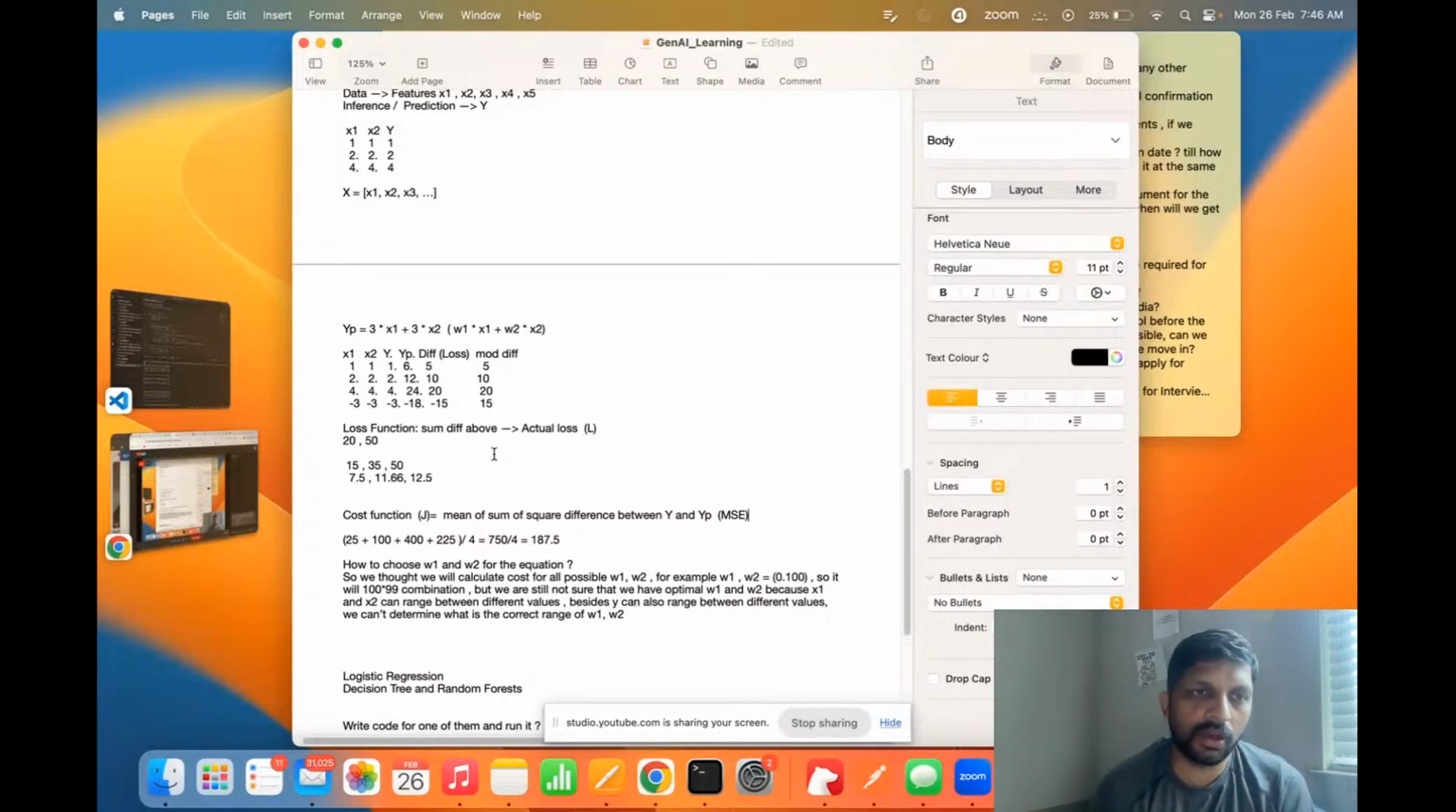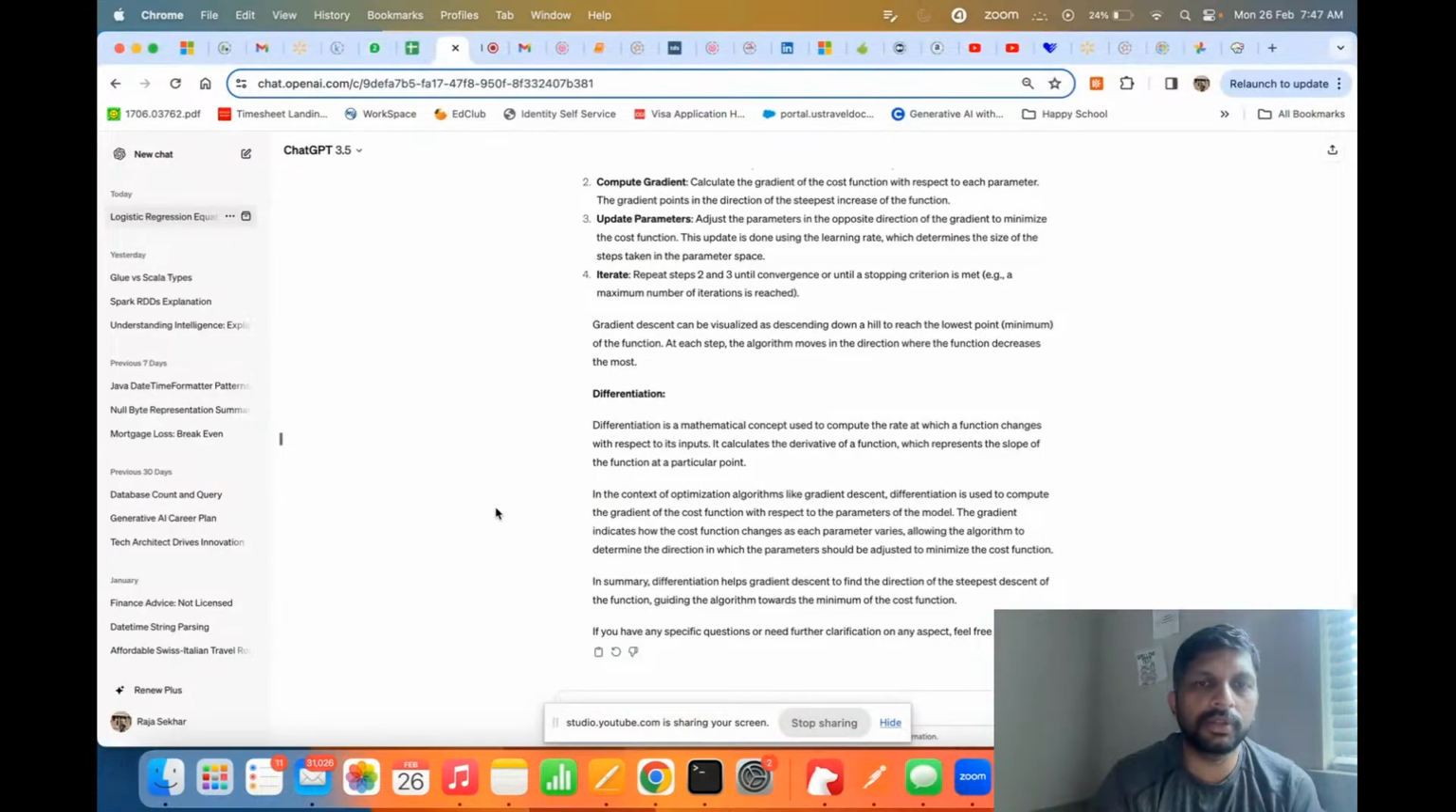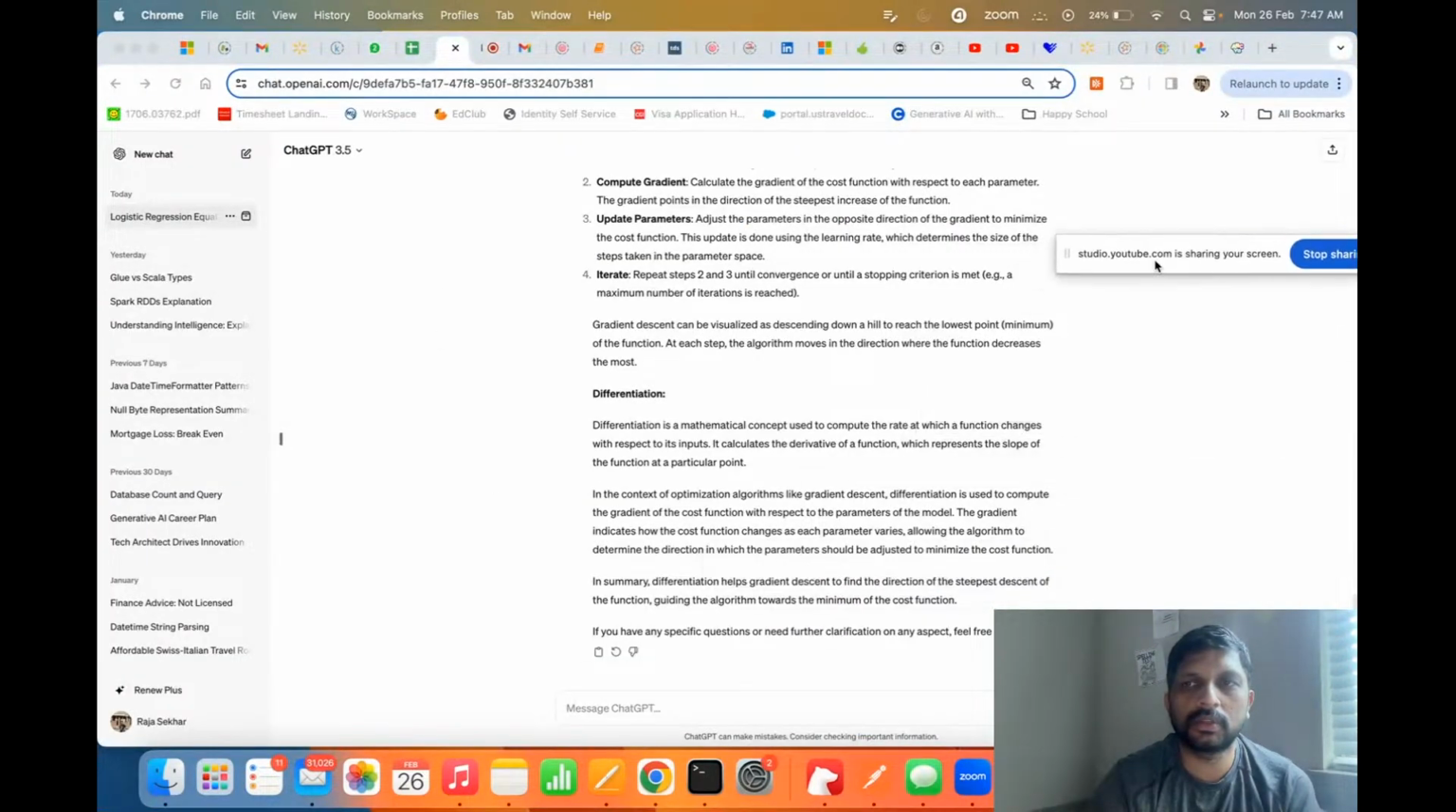That was our discussion yesterday. We were trying to look at what differentiation means. So for a quick look, we can ask ChatGPT to explain differentiation. I think it already did. We asked it and it already did.